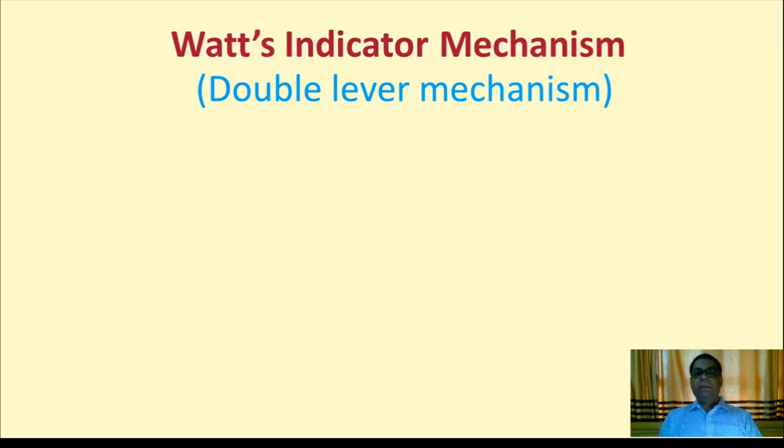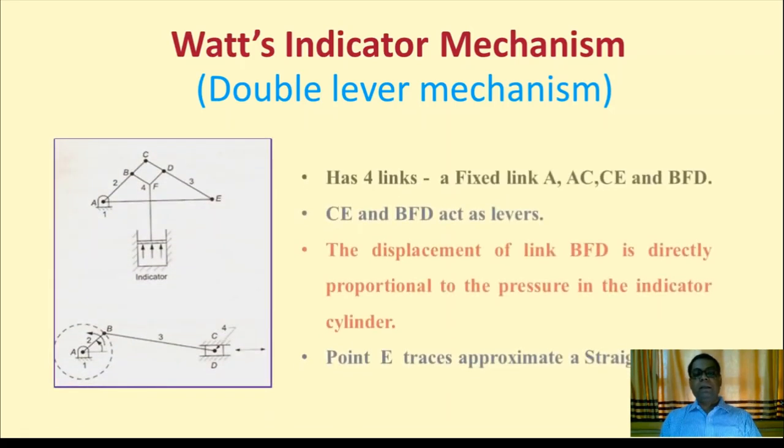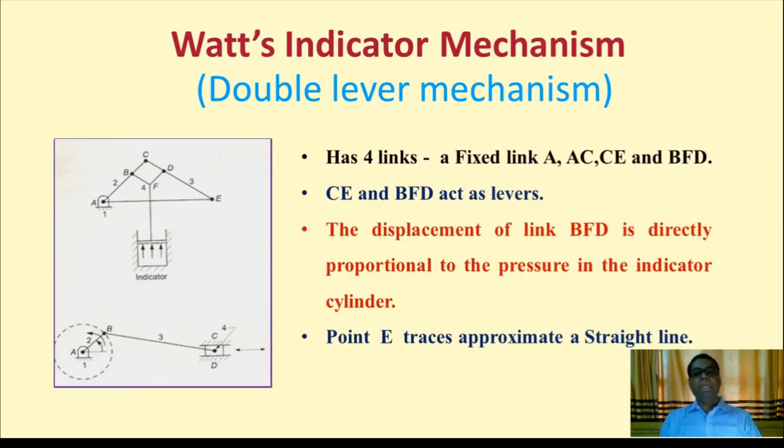Next is Watt's indicator mechanism, or double lever mechanism. Here you can see it has 4 links: a fixed link A, AC, CE and BFD. CE and BFD act as levers. Please look at the diagram once again. The displacement of link BFD is directly proportional to the pressure in the indicator cylinder. Point E traces approximately a straight line, which is why it is called Watt's indicator mechanism. In earlier days, it was used as an indicator measuring gauge.